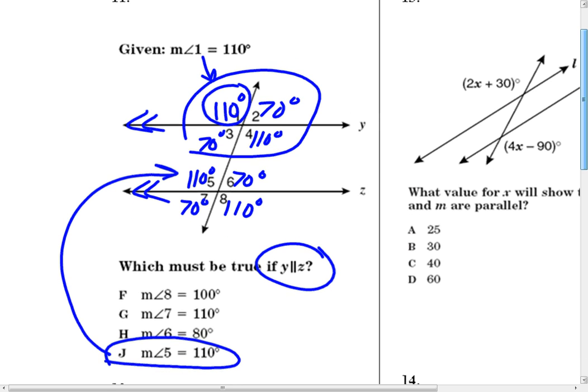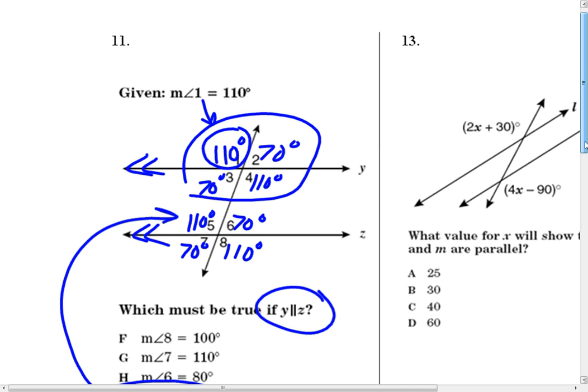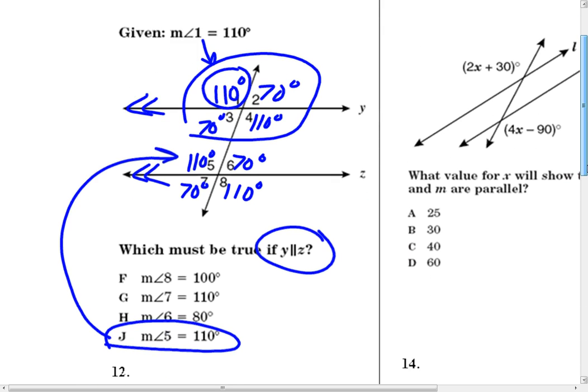I'm kind of shouting out the justifications as we go through. That one, you could talk about in a number of different ways. I could talk about vertical angles. I could talk about linear pairs. Then I could talk about how this corresponds to this.